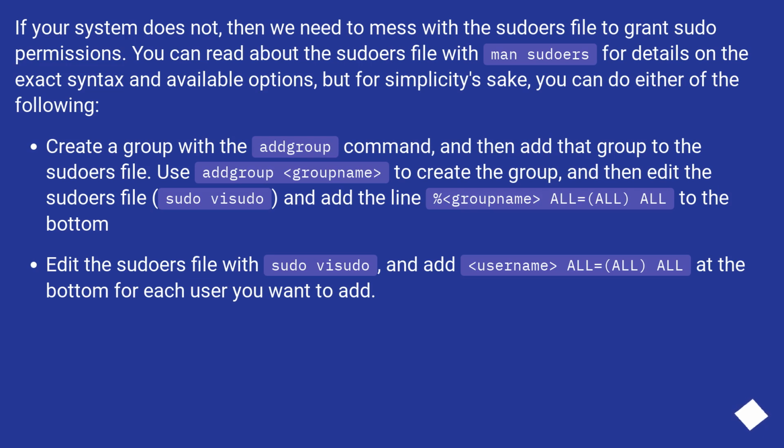Create a group with the addgroup command, and then add that group to the sudoers file. Use addgroup <groupname> to create the group, and then edit the sudoers file, sudo visudo, and add the line %<groupname> ALL=(ALL) ALL to the bottom.